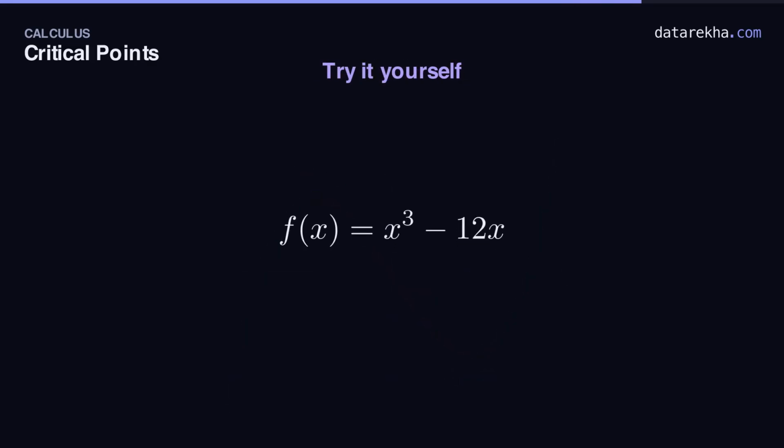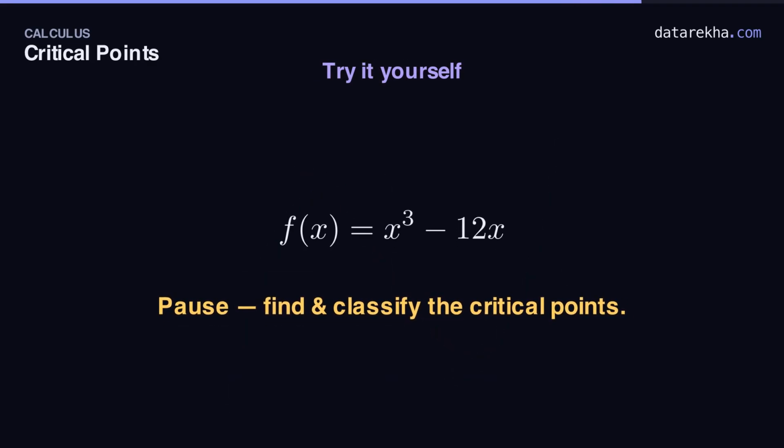Your turn. Take x cubed minus 12x. Find its critical points and classify each one with the second derivative test. Pause the video, work it through. Then come back and check.